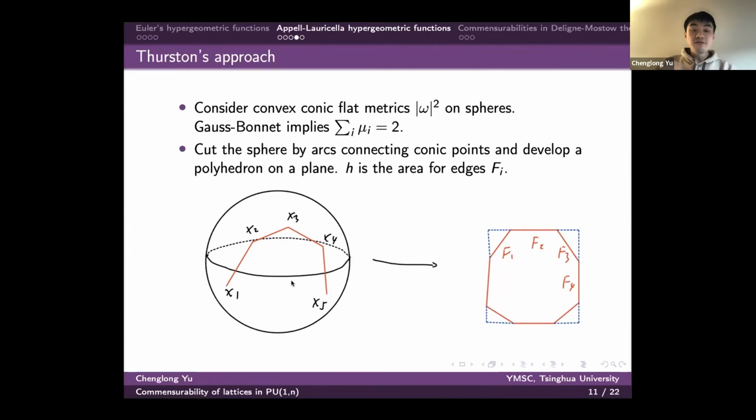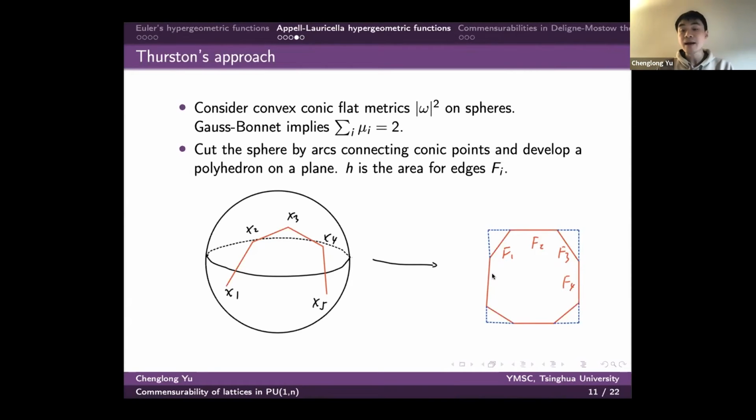And you can form a developing map using omega, using this flat metric. You can stretch out this flat sphere and put it on a plane. It may have some overlap, but let's say it doesn't have overlap, then this can form an 8-gon. The direction and length of each edge are given by the integrations of the form omega from xi to xi plus 1. So you have f1, f2, f3, and f4. And you come back using f4, f3, f2, and f1, but you rotate by some angles.